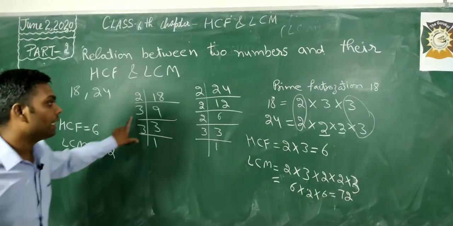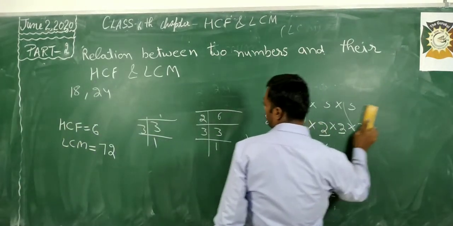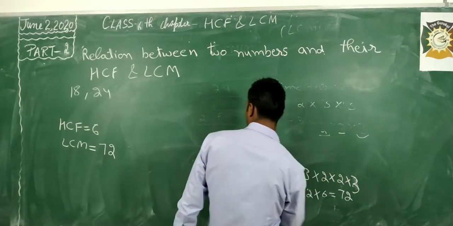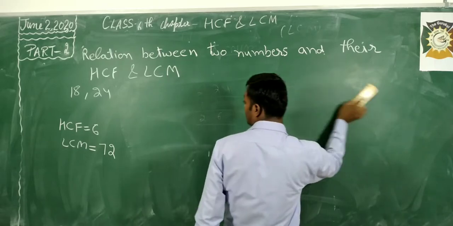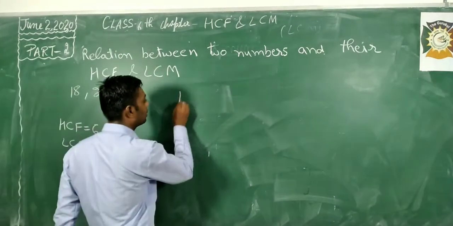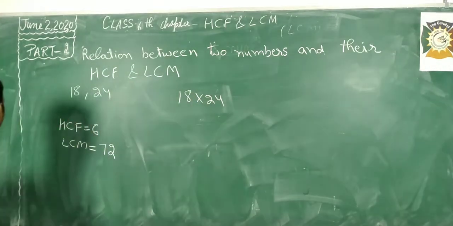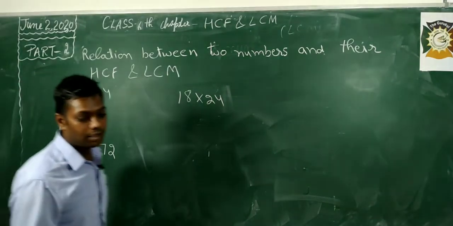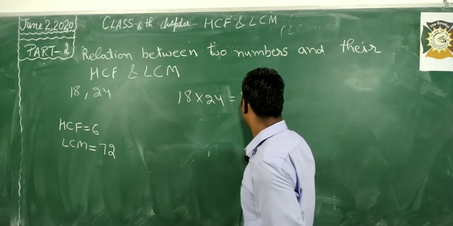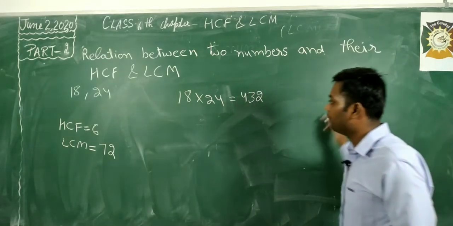We found the HCF and LCM of these two numbers by prime factorization. The numbers are 18 and 24, and their LCM is 72 and HCF is 6. So multiply these two numbers, 18 and 24. What do you get? 18 times 24 is equal to 432.